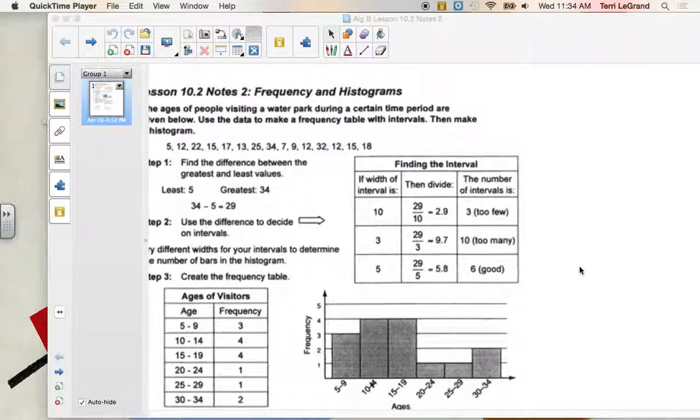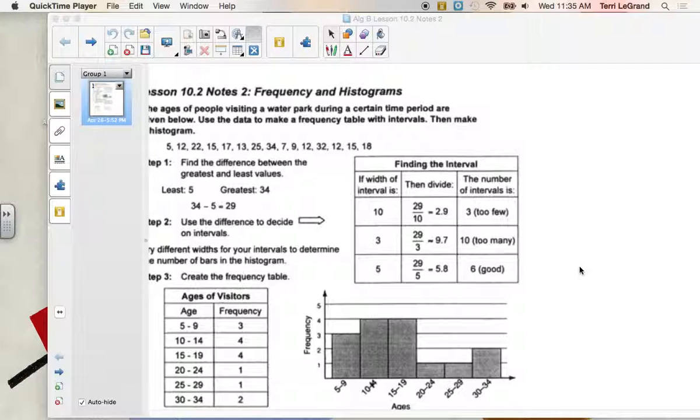So today when we are working with our lessons 10.2, we're going to be doing the frequency tables and the histograms. Okay, so they gave us the ages of people visiting a water park during a certain time period at some water park. And so we have our list of data, which all of those represent years of age. Okay, so we have a 5-year-old, a 12-year-old, 22-year-old, etc.